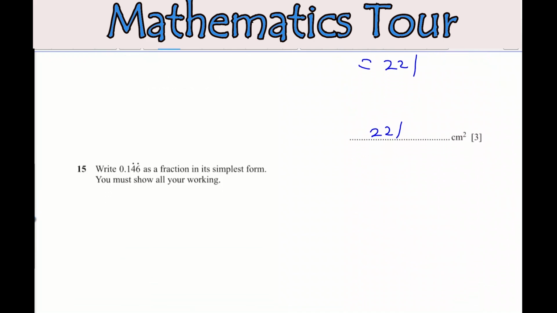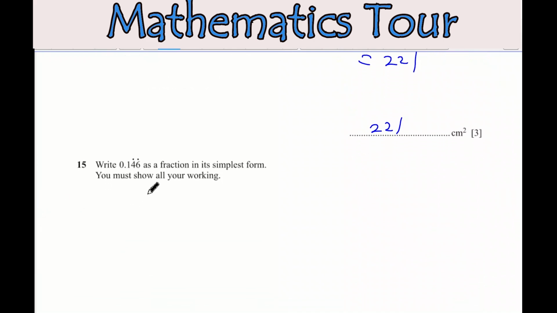Question 15. Write 0.146 recurring decimal as a fraction in the simplest form. You must show how you're working. So you know this is the same as 0.1464646 and so on and so forth. So it means 4 and 6 keep on recurring.